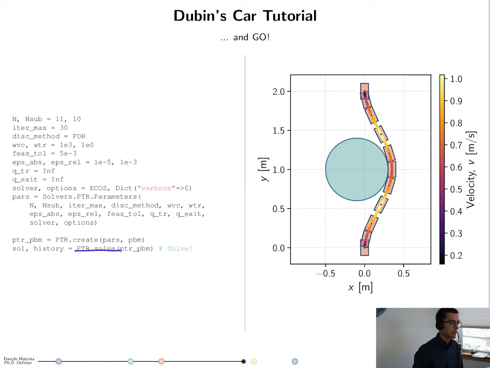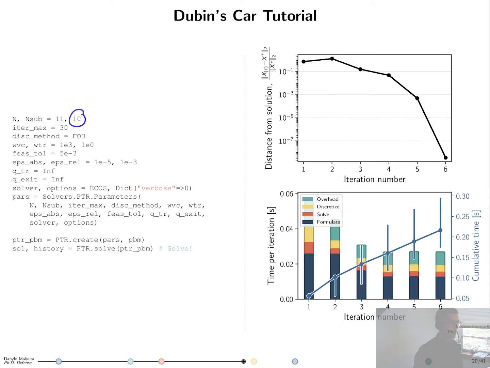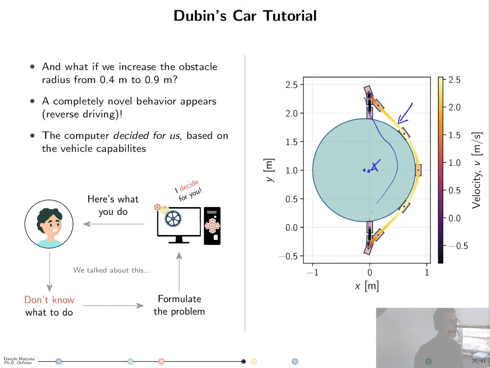So something interesting happens with this problem when the obstacle grows. By the way, you can also show the convergence history. So if the obstacle increases in size, something fundamentally different happens about the trajectory. Before, the car just drove straight and avoided the obstacle. Now the car reverses, then drives straight, and then does a reverse parking.